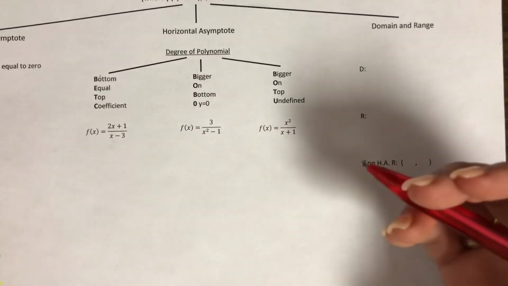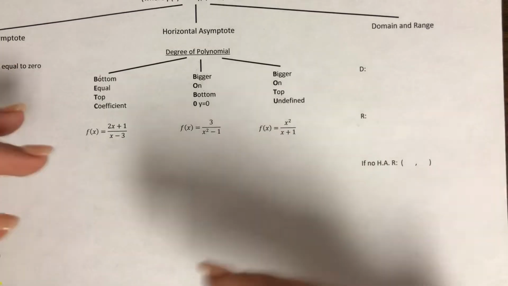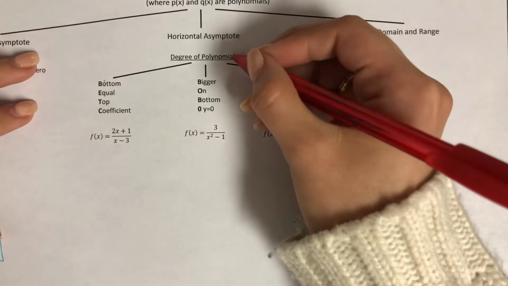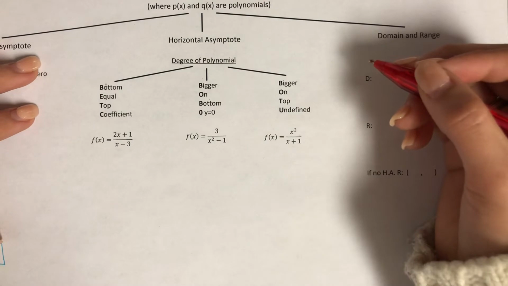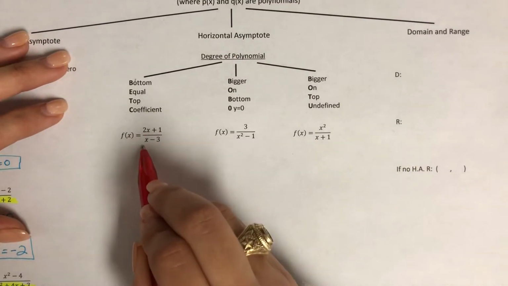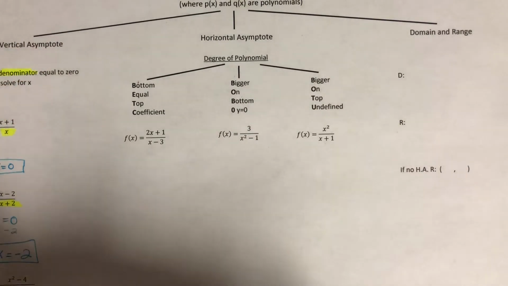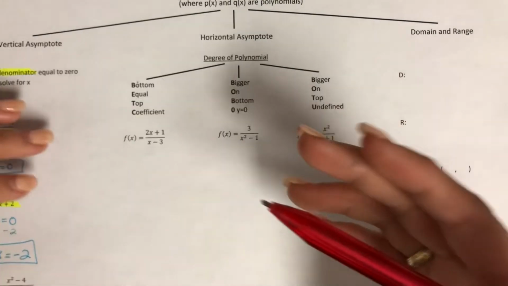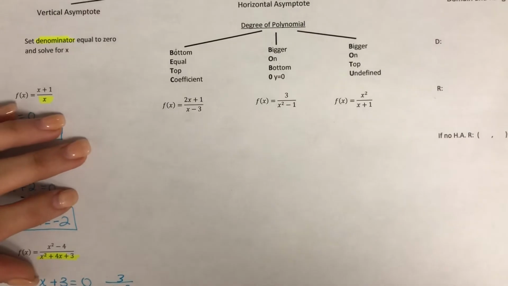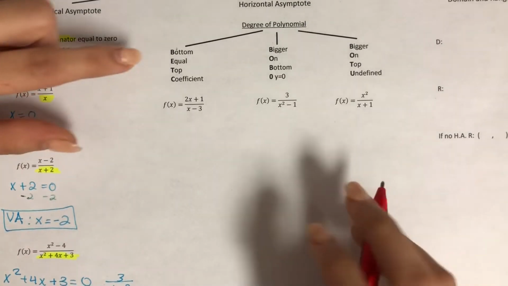When I am talking about bottom and top and all that, I am talking about the degree of your polynomial. The degree is what power of x it has. Does it have 2? Does it have 5? Does it not have a power? Stuff like that. That is what I'm talking about. So let's take a look at the very first example.